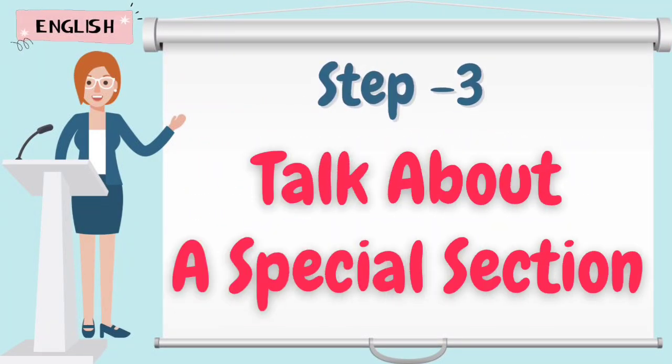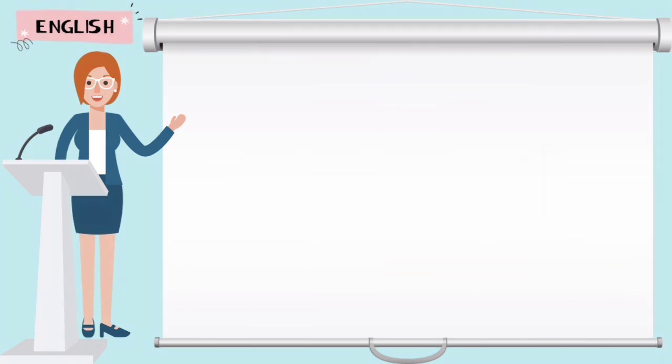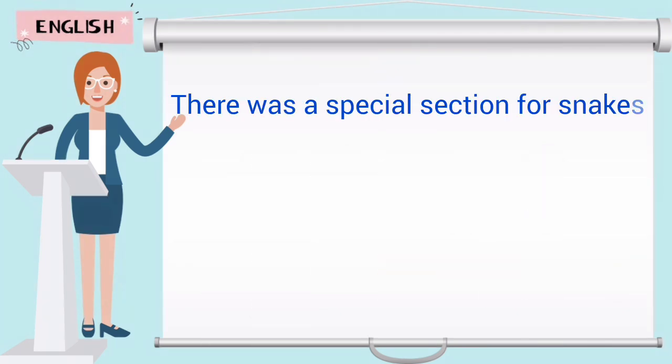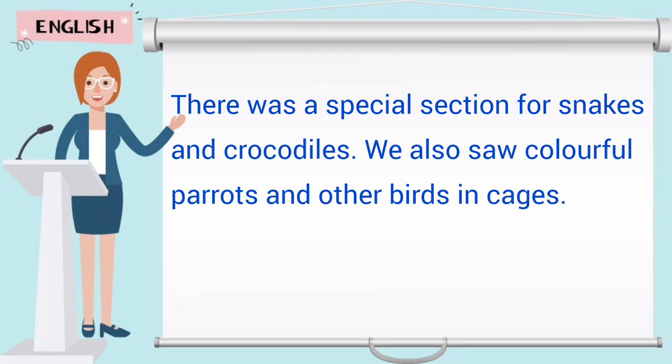Now we can write about any special area in the zoo, like a reptile house or a bird section or an aquarium. For example, you can write, there was a special section for snakes and crocodiles. We also saw colorful parrots and other birds in cages. This makes your composition more interesting because it shows that you observed different things. It adds more details to the composition.